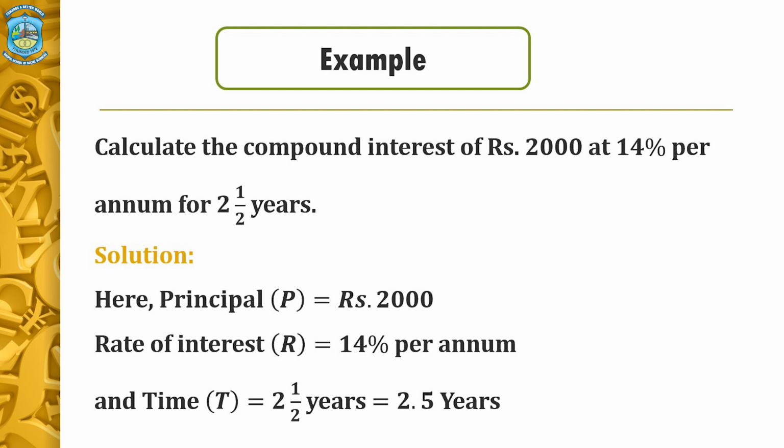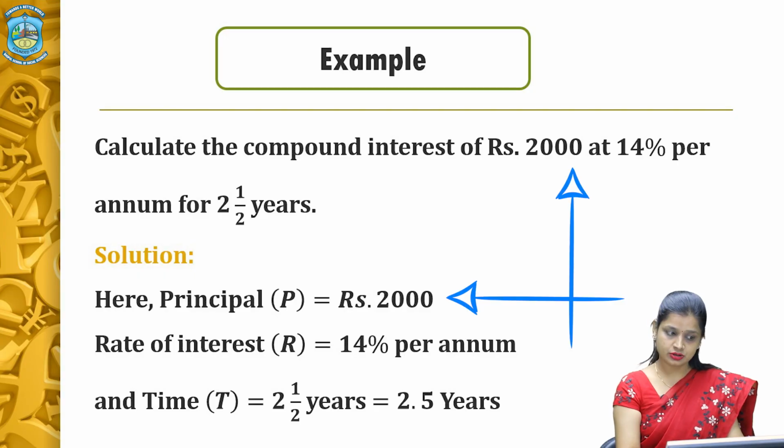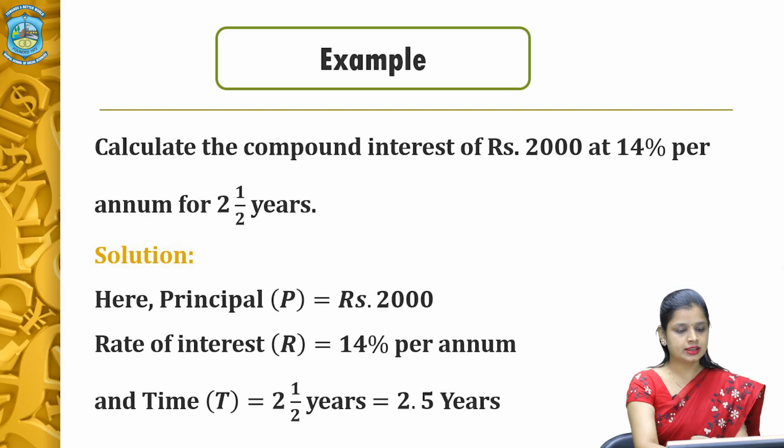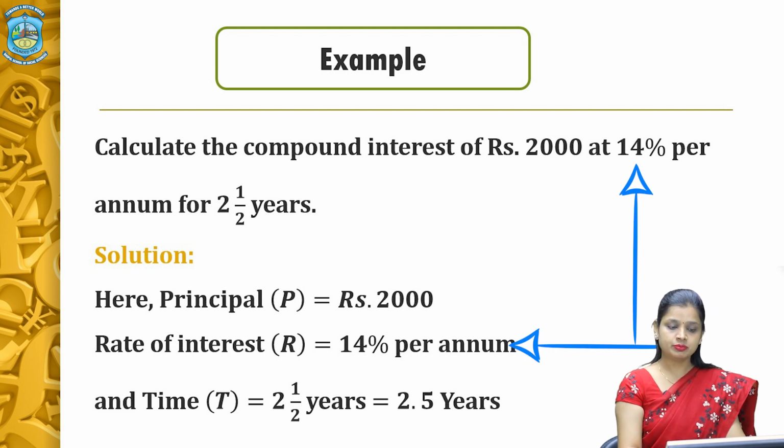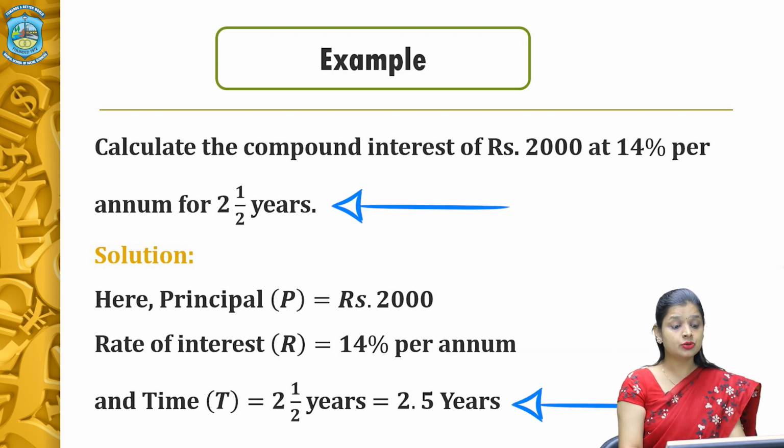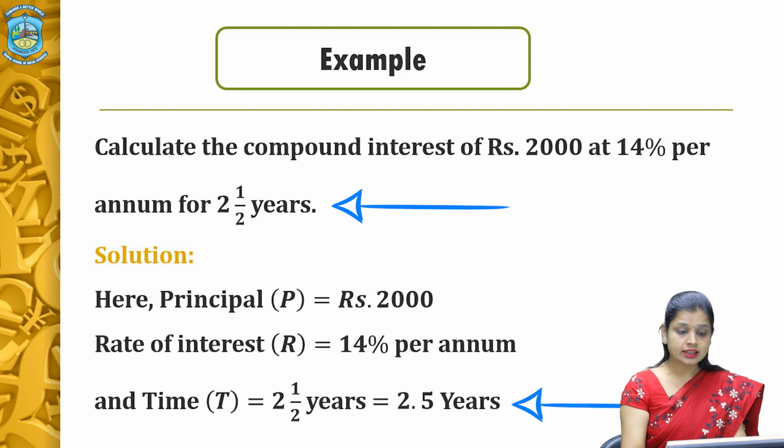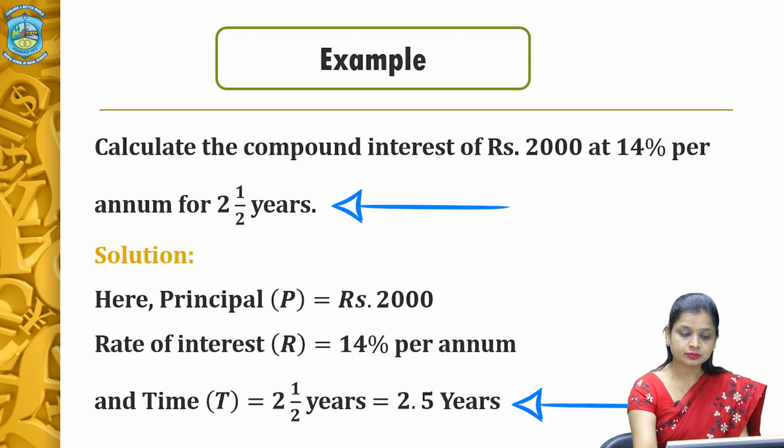This example is: calculate the amount and interest of rupees 2000 at the rate of 14% per annum for 2 and 1/2 years. In this example, principal amount P is rupees 2000, rate of interest is 14% per annum and the time is 2 and 1/2 years, that is 5/2 years, which is 2.5 years.